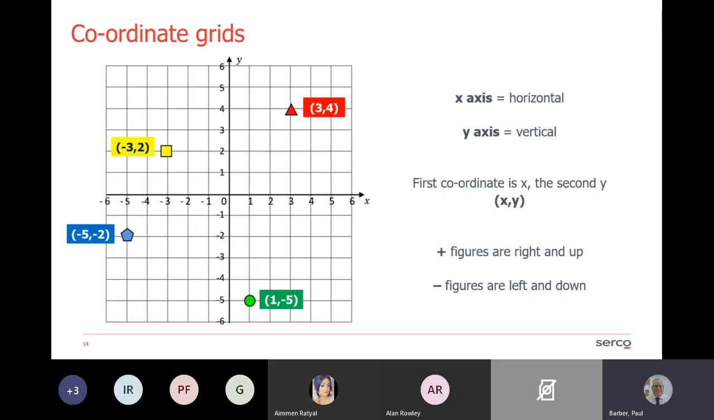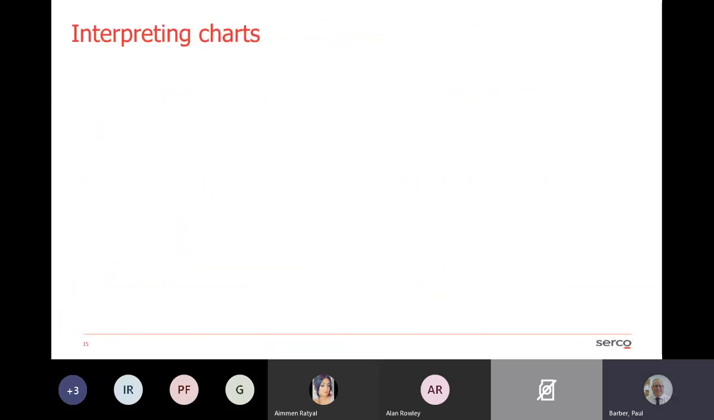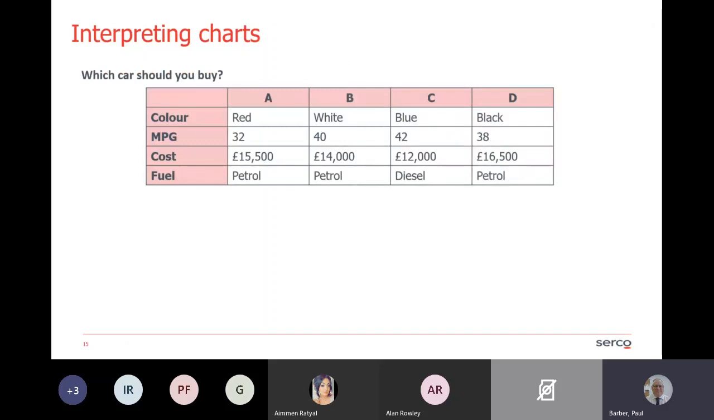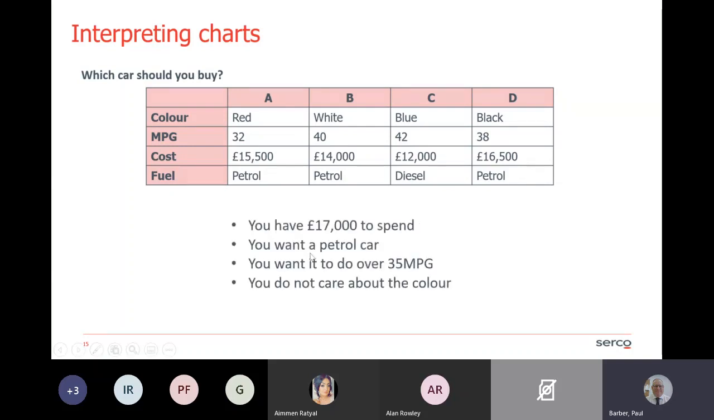Other types of tables are maybe a little bit more straightforward and the kind of things you probably do see more regularly. Sometimes you'll get a chart or a table like this that just gives pure information. It might say this is a selection of 4 different cars with information on their colour, their miles per gallon, the cost and the fuel they use. And you might be given some scenarios. So the first thing is you've got £17,000 to spend.